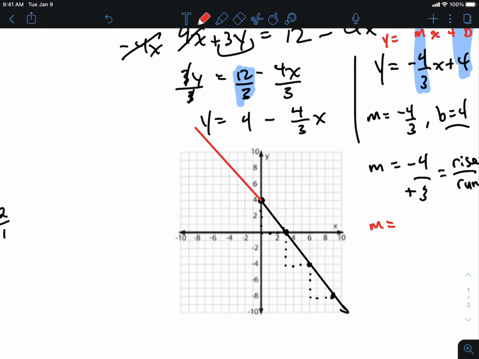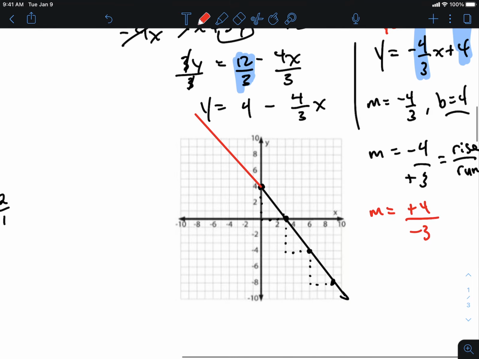You just flip the negative. So it's positive 4 over negative 3. That's still negative 4/3. If you were to type it in a calculator, you'd still get the same number, negative. Except this time, I'm going to erase this. I'm going to go up 4, 1, 2, 3, 4, left 3 because the bottom's negative. 1, 2, 3. And I've kind of run out of room. 1, 2, 3, 4. 1, 2, 3. Something like this.